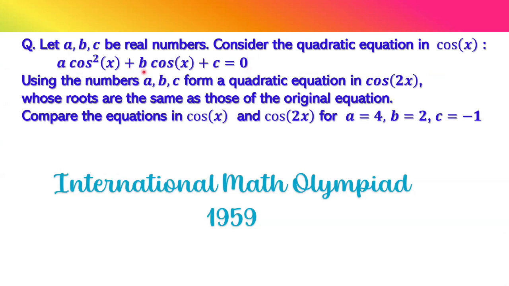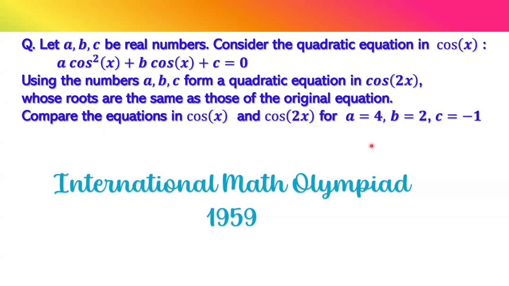Using these constants A, B, C, we have formed a quadratic equation of cosine 2x. So we have to establish a quadratic equation in cosine 2x, where the coefficients are functions of A, B, C, in such a way that the roots for this equation and the newly constructed equation with cosine 2x will be the same. And next you have to validate this for cosine x and cosine 2x, when A equals 4, B equals 2, and C equals 1.